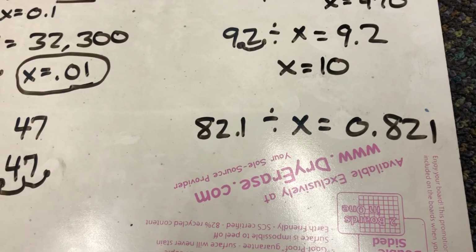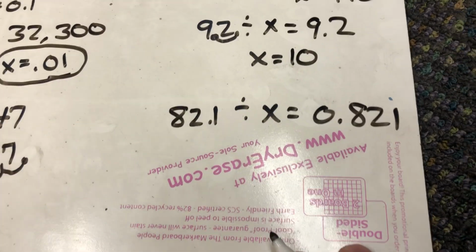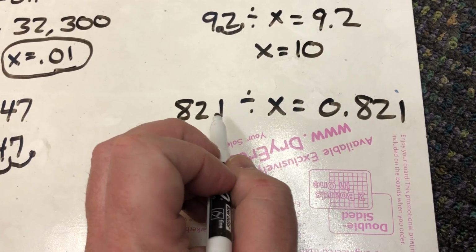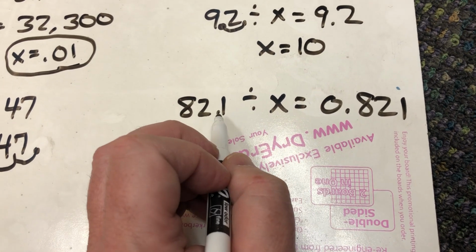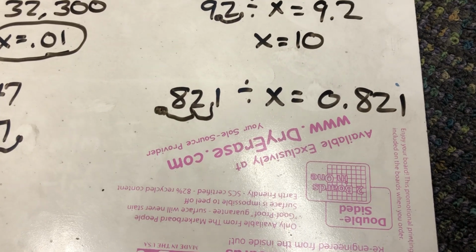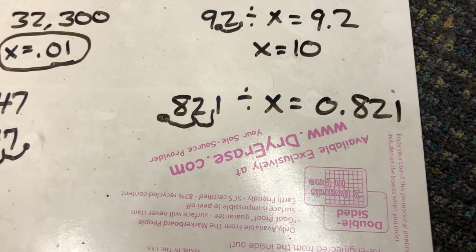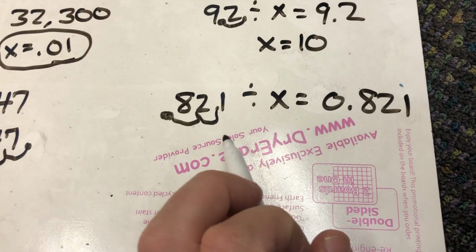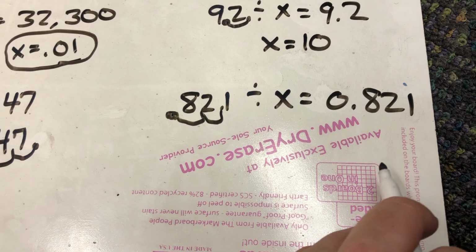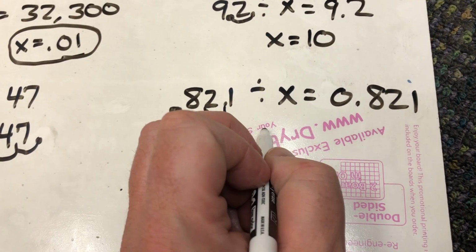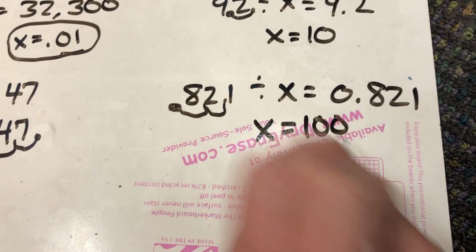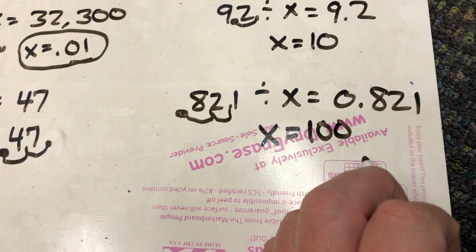This is the last one. 82 1/10 divided by x equals 821 thousandths. Well, I started here, and I ended up with my decimal here, so it looks like I moved it once, twice to the left. Well, I'm dividing by a base 10 number. What base 10 number would cause me to move my decimal 2 places to the left? Well, it must be the base 10 number that has 2 zeros, because it's the number of zeros that tells me how many places I move it. That tells me that x equals 100.